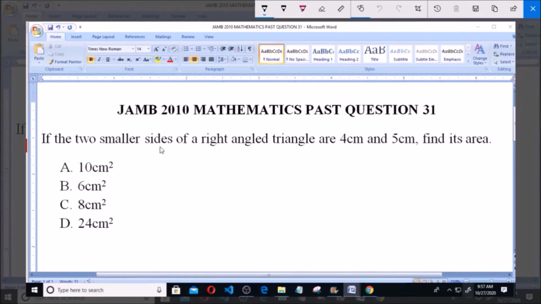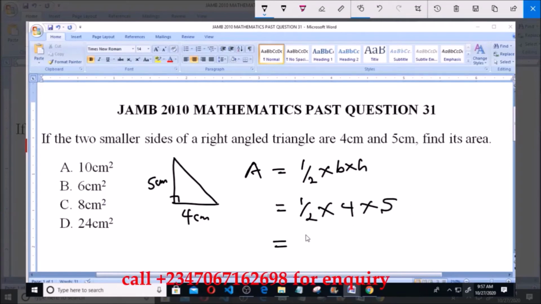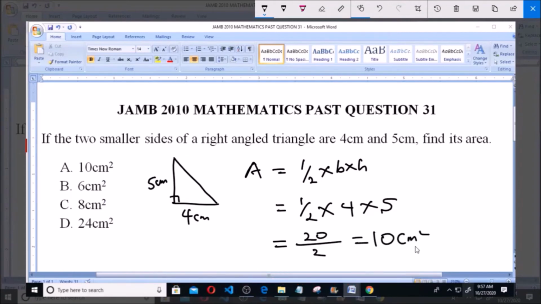So we're given the two smaller sides of a right angled triangle. Looking at this right angled triangle, the two smaller sides are here and here, and it says they are 4 cm and 5 cm. Now I'm asked to find its area. The area of a triangle A is given as half multiplied by base multiplied by height. So this is equal to half multiplied by 4 multiplied by 5, and this is equal to 20 over 2, which is equal to 10 centimeters square. And that is option A, 10 centimeters square.